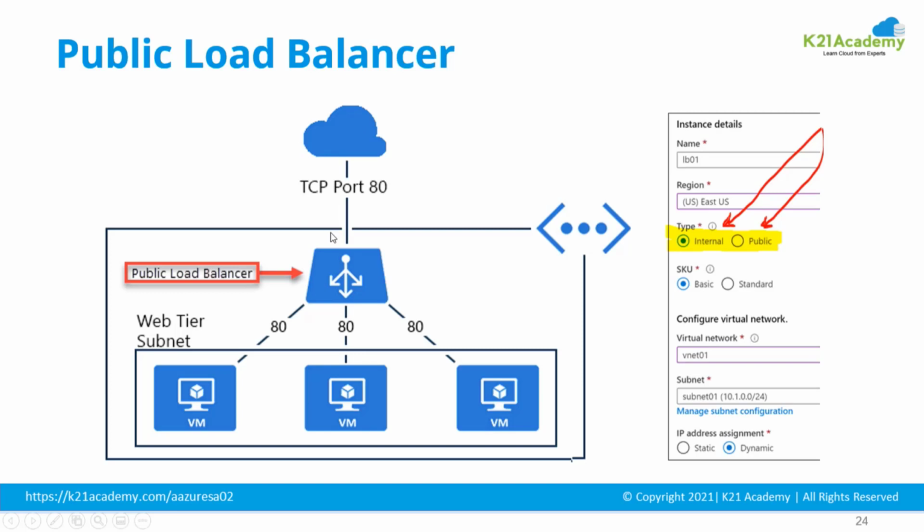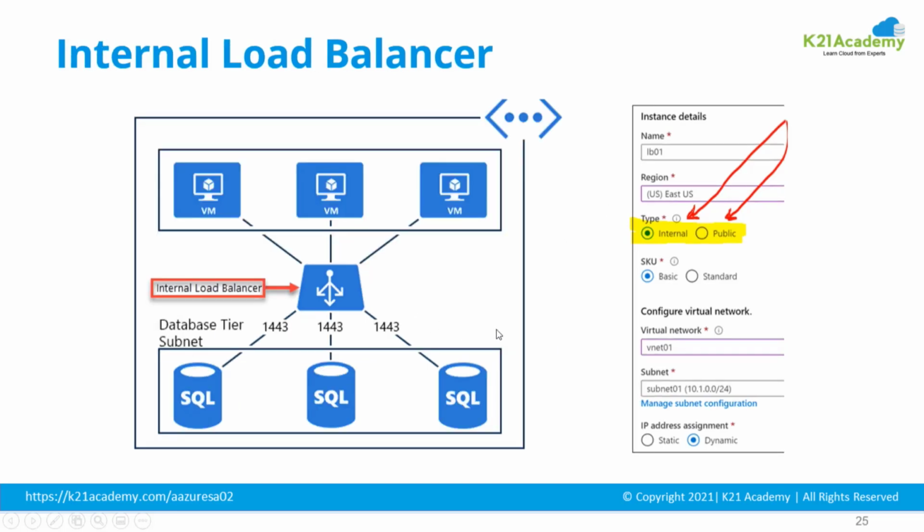In this case, it's listening on port number 80 and forwarding requests to the backend servers on port number 80. It can also listen on multiple port numbers like 80 and 443 and then forward to either a single port number 80, or to multiple port numbers like 80 and 443 or whatever. So you can configure these. These are all configurable options. So this is the public load balancer.